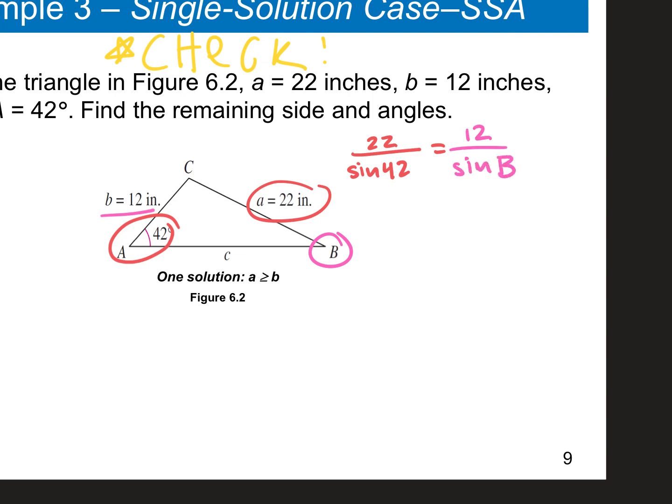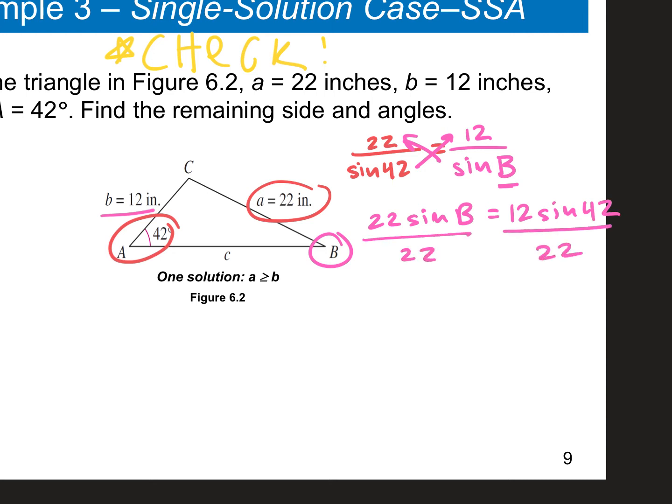12 over sine of B. Now I'm trying to find an angle, so B's on the bottom. I'm going to cross multiply here. So I have 22 times sine of B is equal to 12 times sine of 42. And then I would just divide both sides by 22. So I'm going to put this into my calculator.